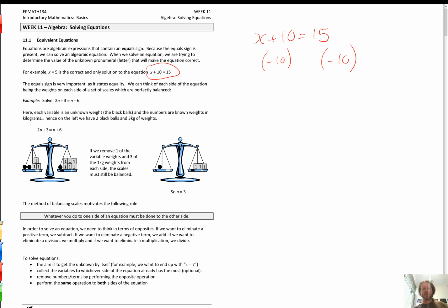If I had scales that were balanced and I took 10 grams off the left and took 10 grams off the right, they'll still be balanced. So the plus 10 got taken away by the minus 10, so the left is now just an x. On the right is 15 minus 10, which is a 5. So that's just the methodical thing we do to try and get that x by itself. We do the opposite of what we've got there to remove it. So we'll get more into that soon.